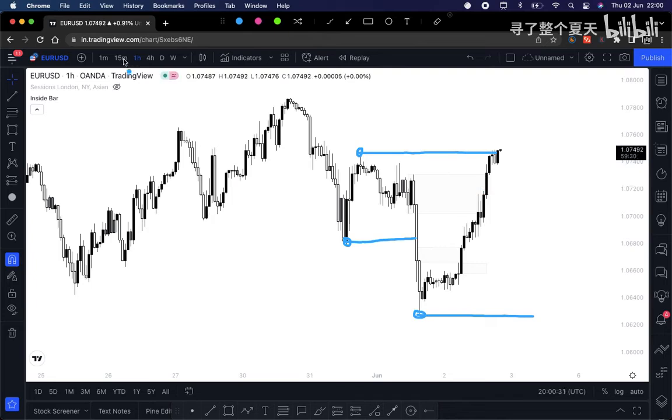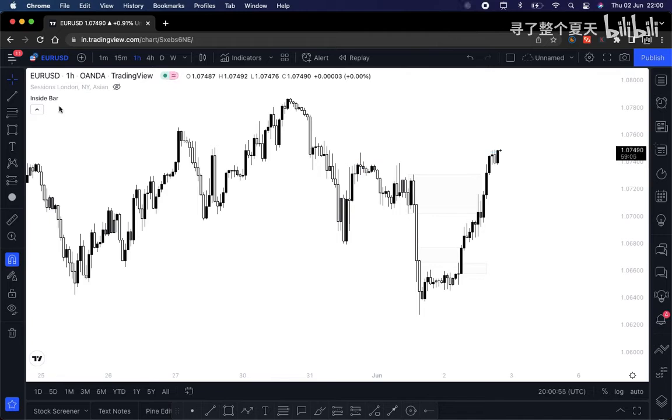So again, like I mentioned, you can still be on the higher time frame and still be able to identify your internal structure, right? It doesn't necessarily mean that you need to scale down to the lower time frame and so forth for you to see that.